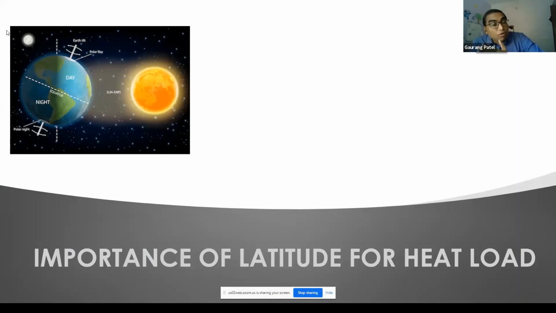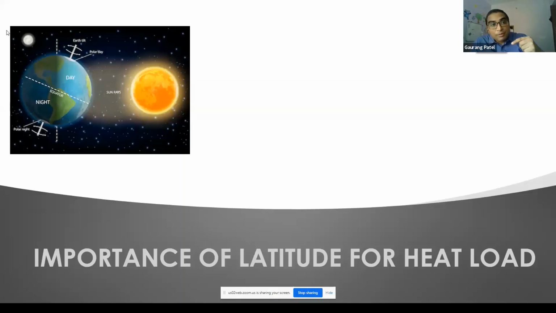Why? For that, we need to go back to our school time, because in the classes of 5 to 7, we studied that the earth is inclined at 4 degrees and it spins. So the amount of sun rays coming into any area depends on what latitude the city or area is located at.